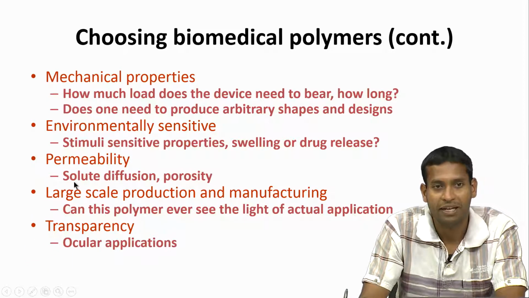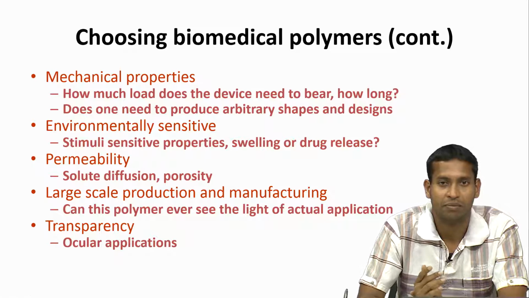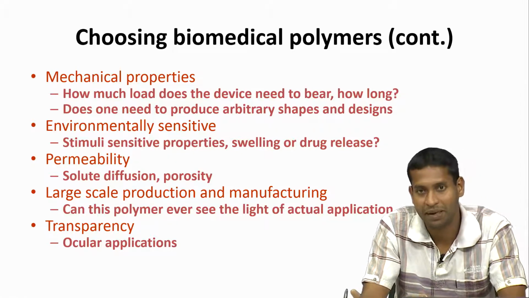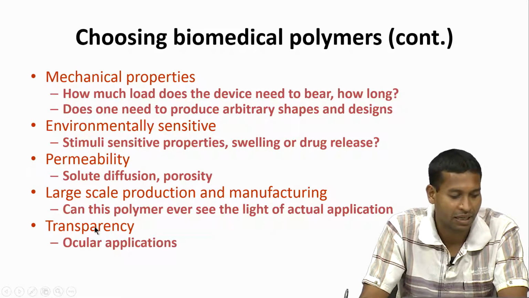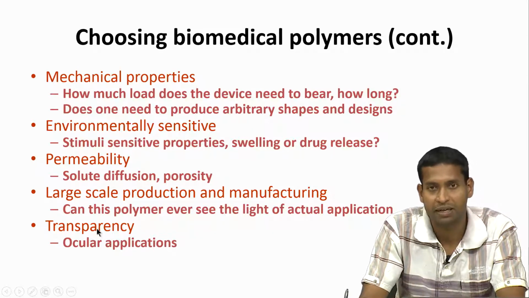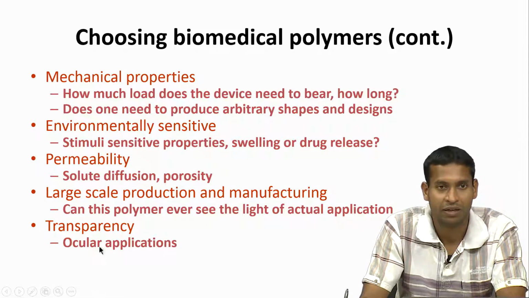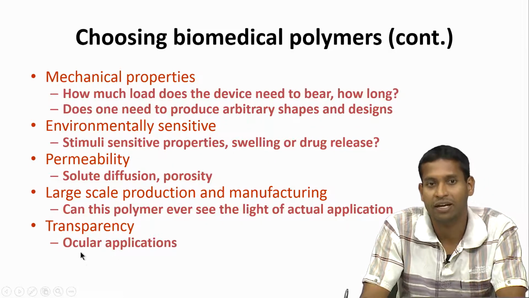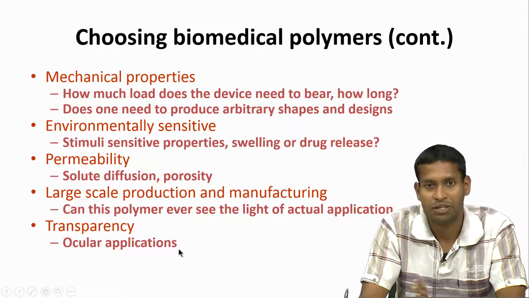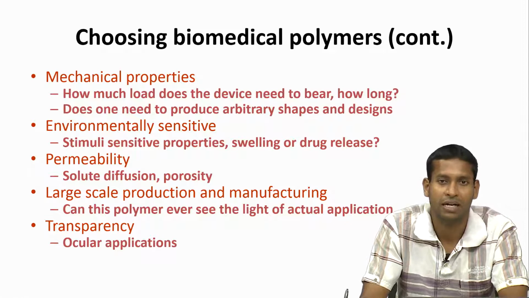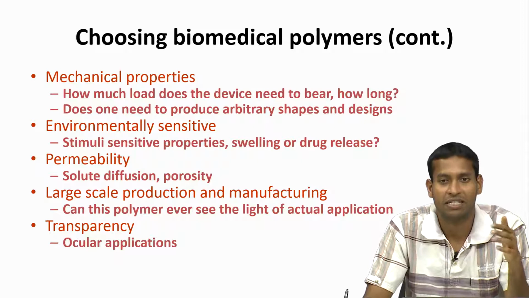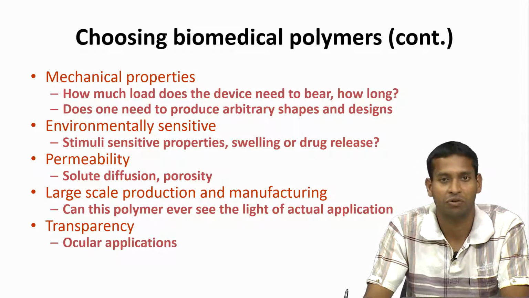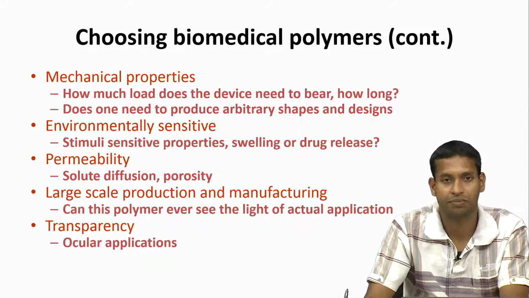Then we have permeability. So, whether we want these polymers to be permeable, so that things may come in and out of them. Large scale production we talked about earlier, and then whether we want them to be transparent. Let us say we are designing something as an eye lens or a cornea, we essentially want it to be transparent. In other applications we may not care. So, again it essentially depends on what the application is, and depending on that there are several properties that we will have to consider before we choose what kind of polymer to go with.